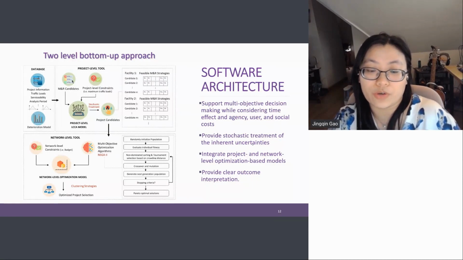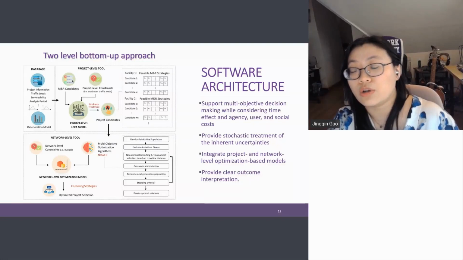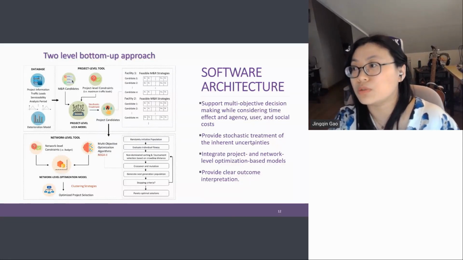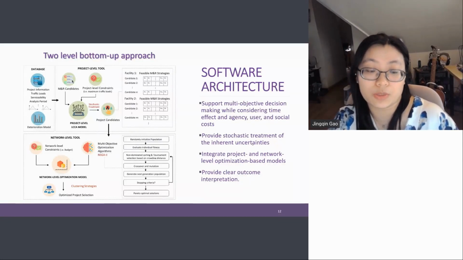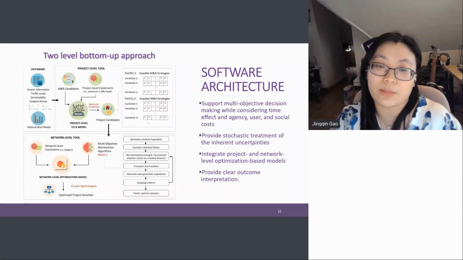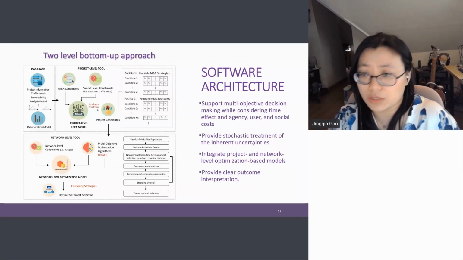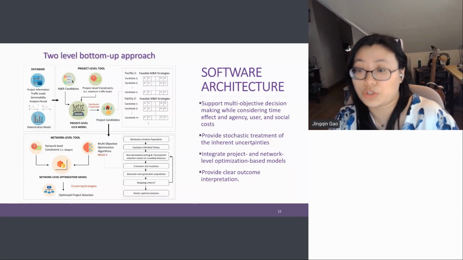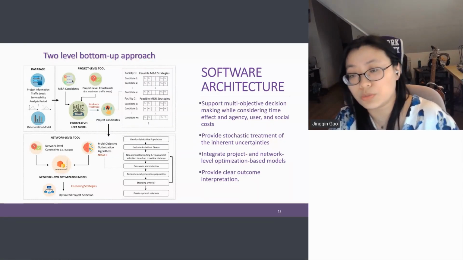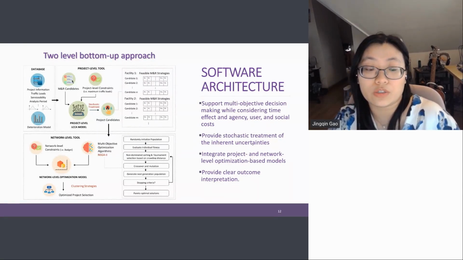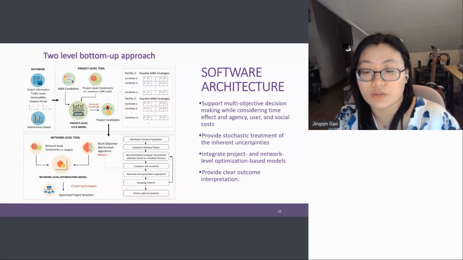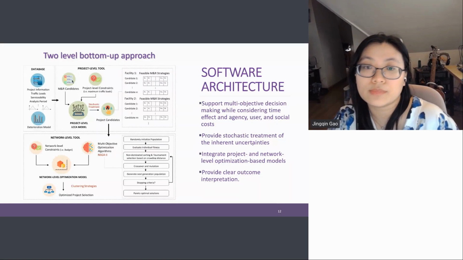And also, as I mentioned before, it provides stochastic treatment of the inherent uncertainties. So in the current version, we allow up to, I think, 7 different parameters to be probabilistic, which means you can input not just a deterministic value, but also a distribution, like a triangular distribution, minimum and maximum values, different formats of the parameters to account for the uncertainty.